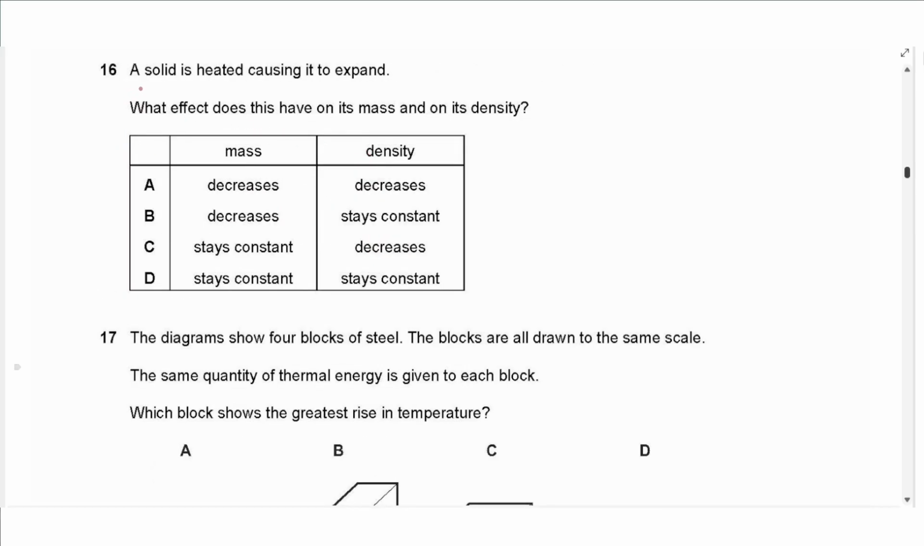Question 16 says a solid is heated, causing it to expand. What effect does this have on its mass and on its density? So the mass does not change, the mass always stays the same, and as you heat something and it expands, the volume increases and the density is inversely proportional to volume. So as volume increases, the density decreases, so the answer is C.